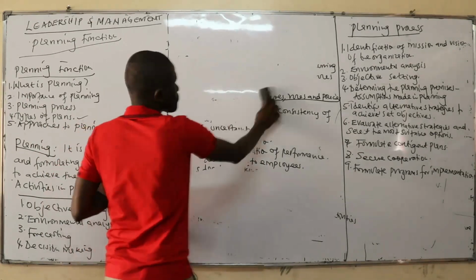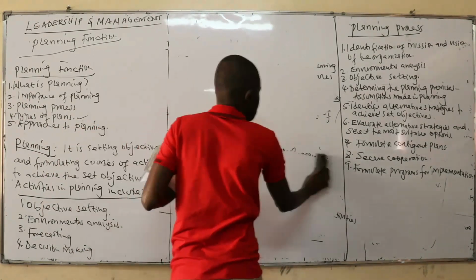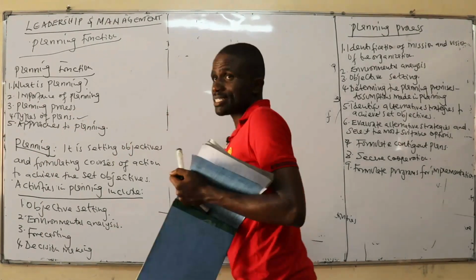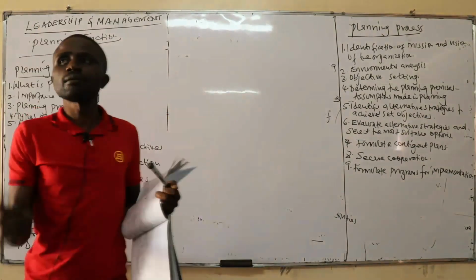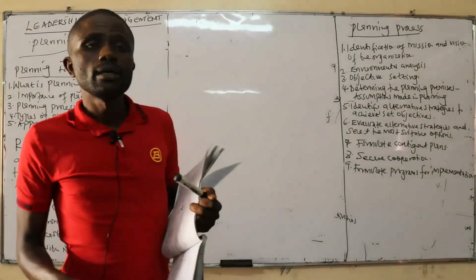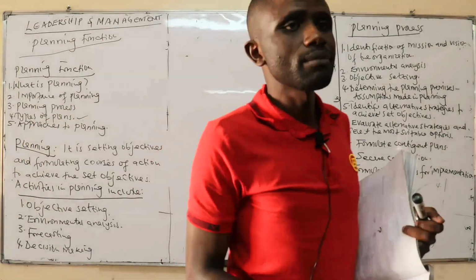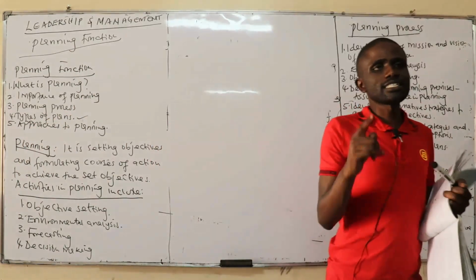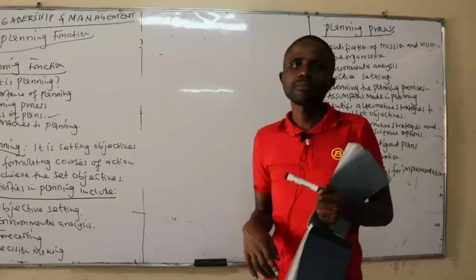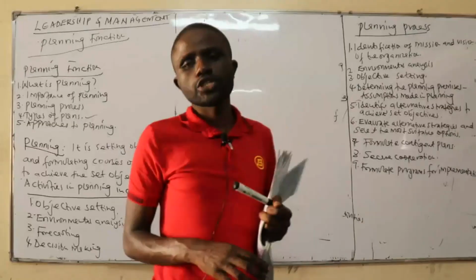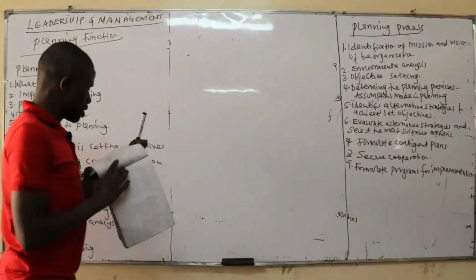I hope you memorize them. Identification of mission and vision. Environmental analysis. Objective setting, determine the planning premises. And then after determining the planning premises, you identify alternative strategies, evaluate and select. And after selecting, contingent planning, and after contingent planning, securing cooperation and coming up with the programs for implementation. Is that okay?